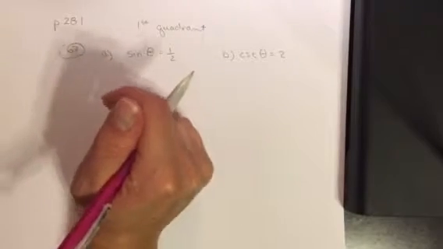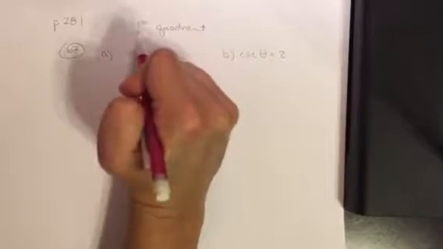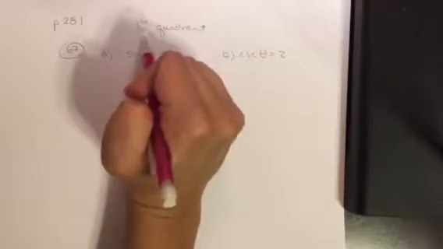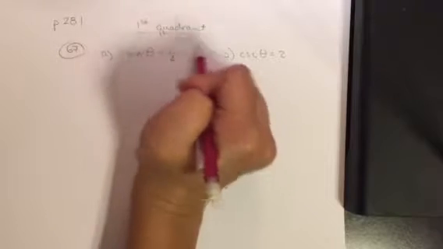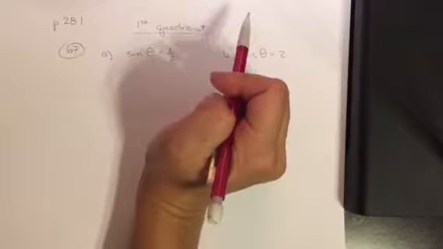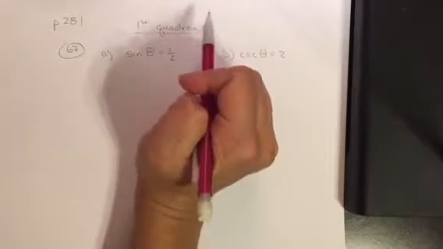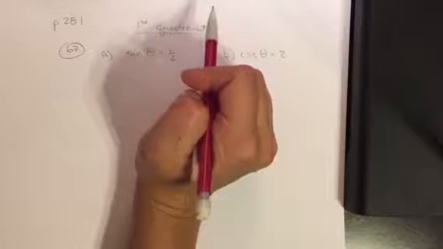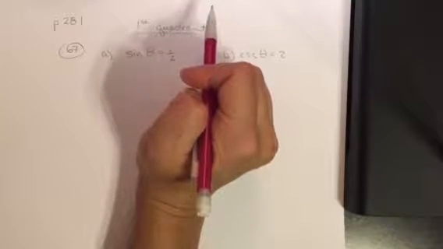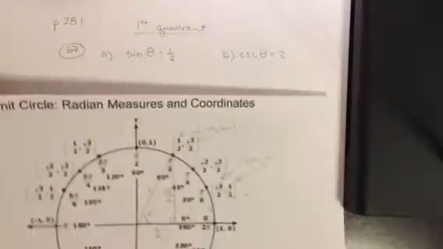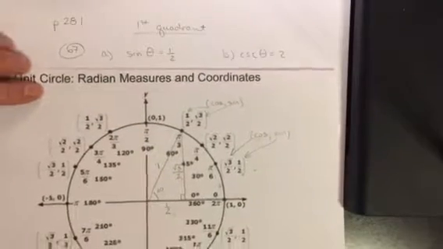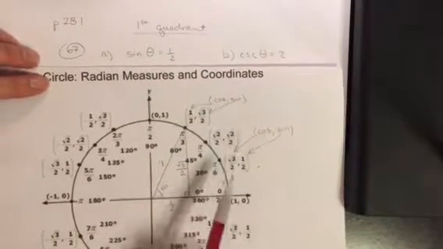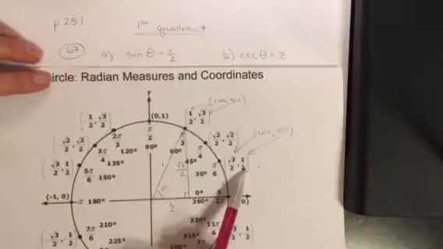Okay, let's look at page 281, number 67, and we're told in the directions that we are looking for the angle in both degrees and radians in the first quadrant. So the radians will be between 0 and pi over 2, and degrees will be between 0 and 90. So I'm using my unit circle for this. I'm in the first quadrant, and I'm told that sine is 1/2.